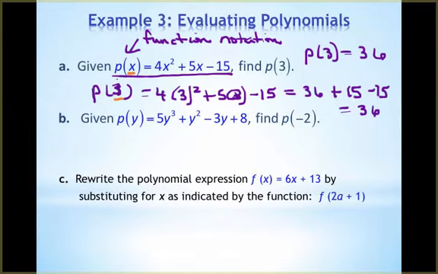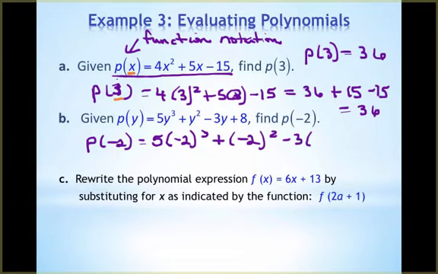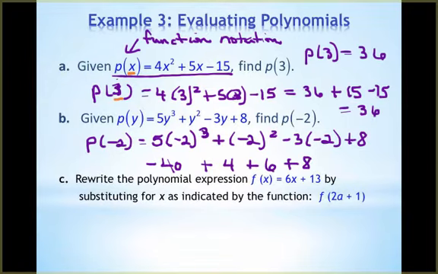In the next example, we want to find p of -2. So we're going to replace all my y's with -2. So -2 cubed is -8, and 5 times -8 is -40, plus -2 squared is +4, plus -3 times -2 is +6, and then plus 8. So now if I take -40 plus 4 plus 6 plus 8, I'm going to get -22.